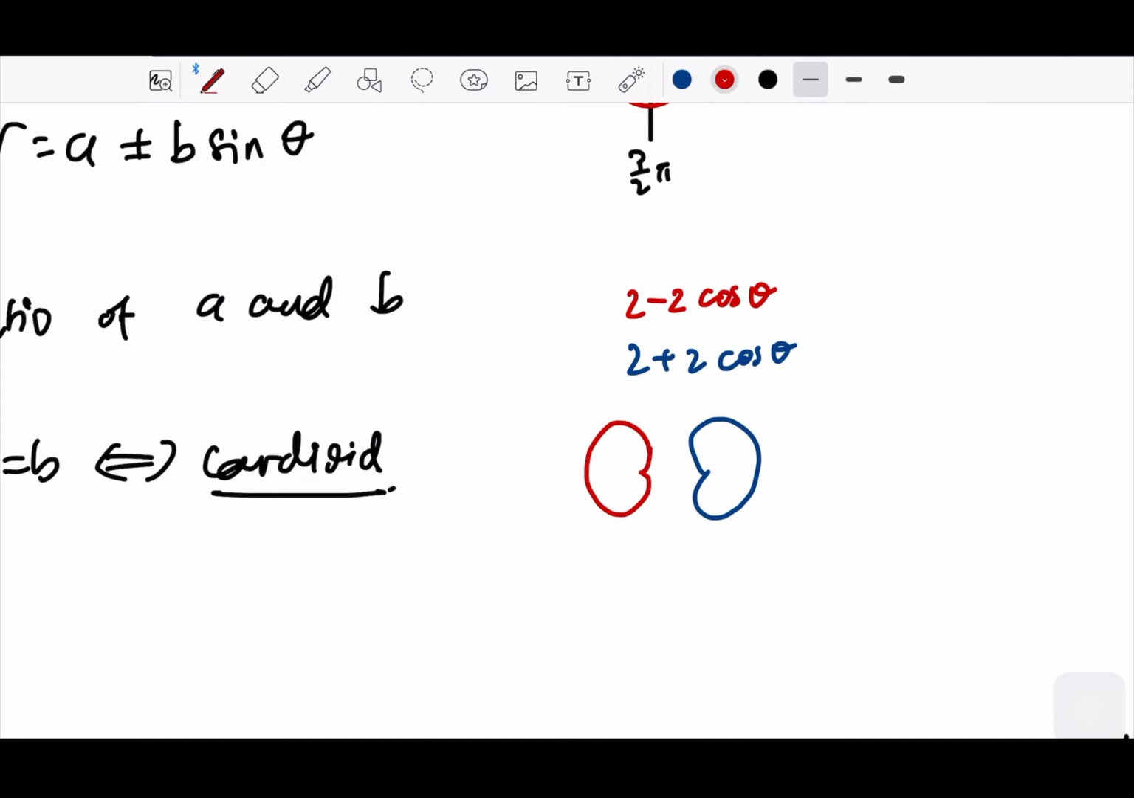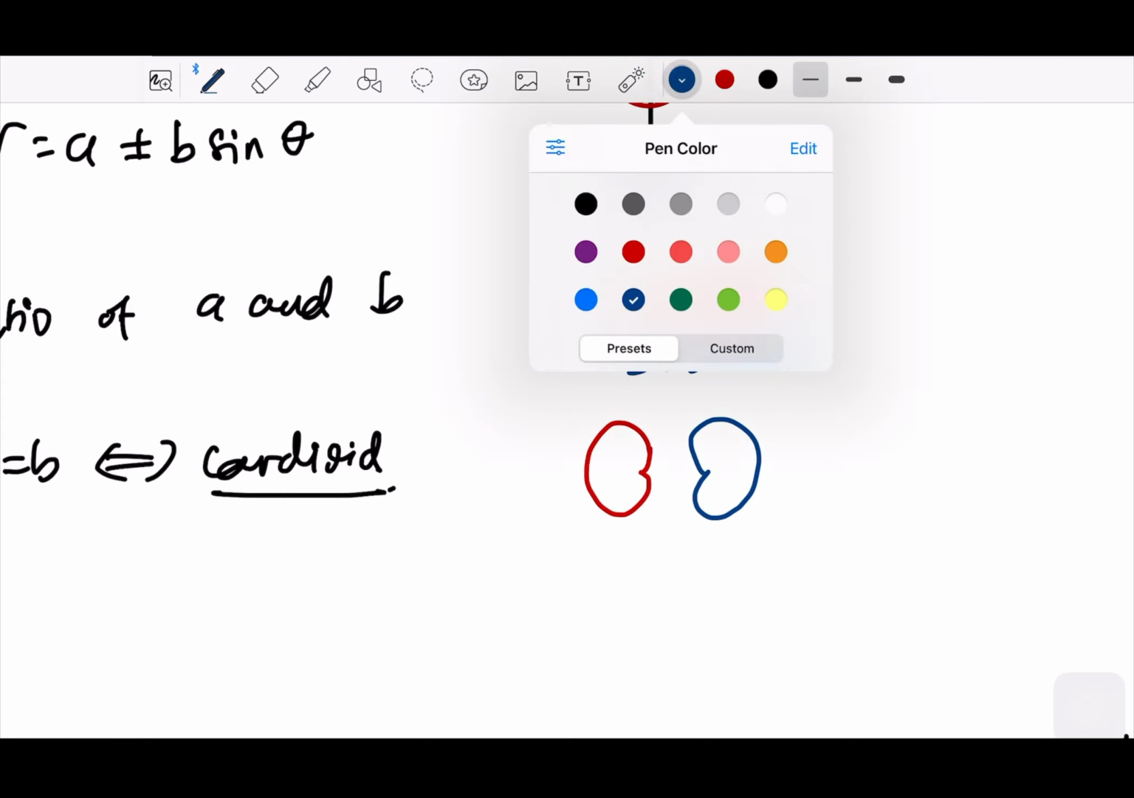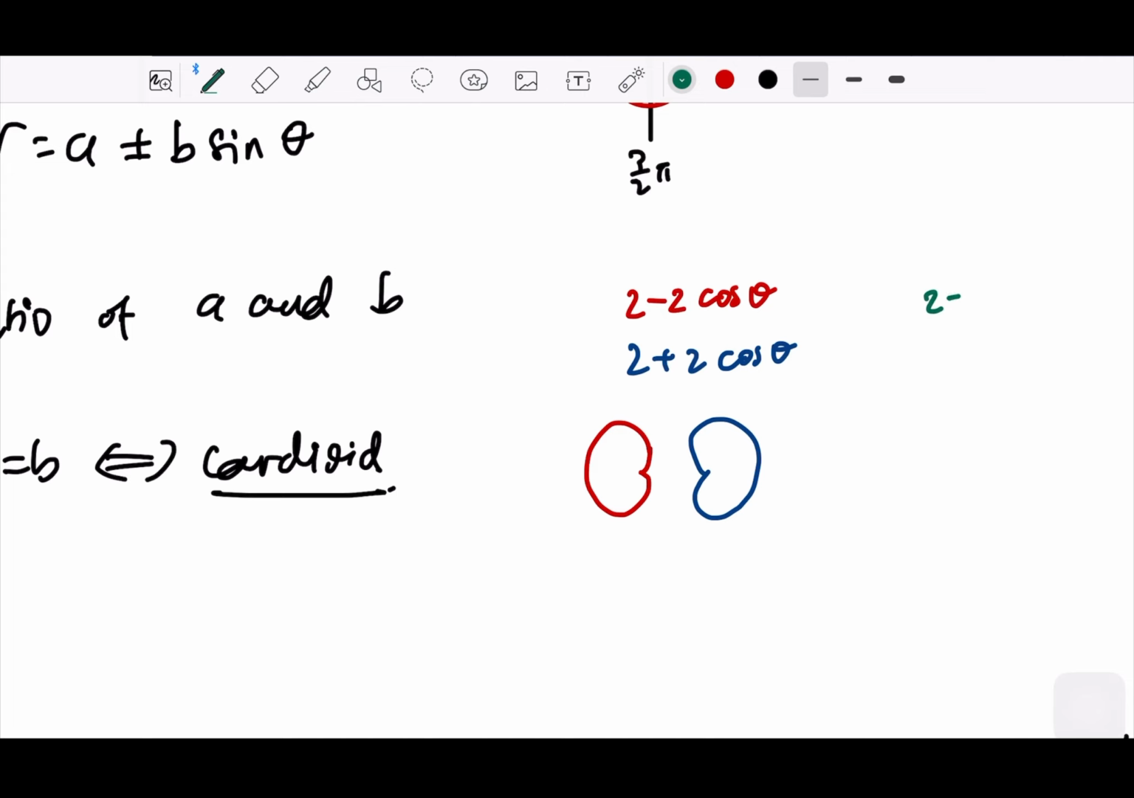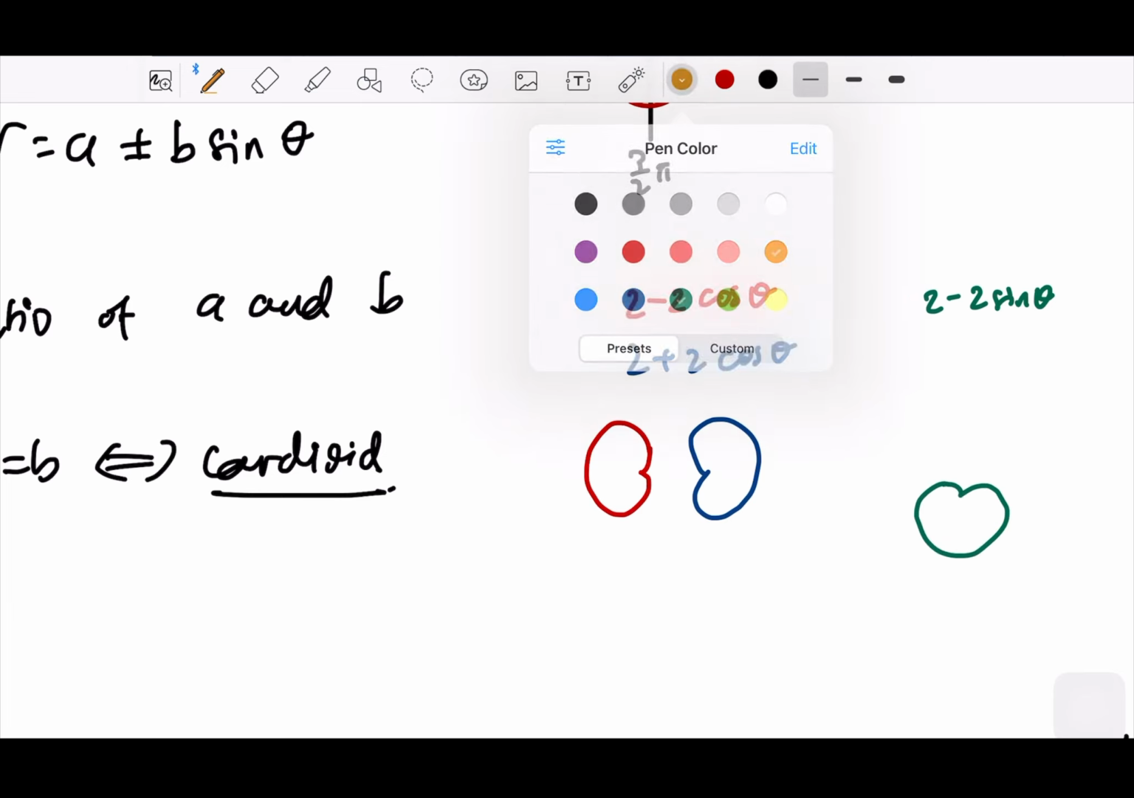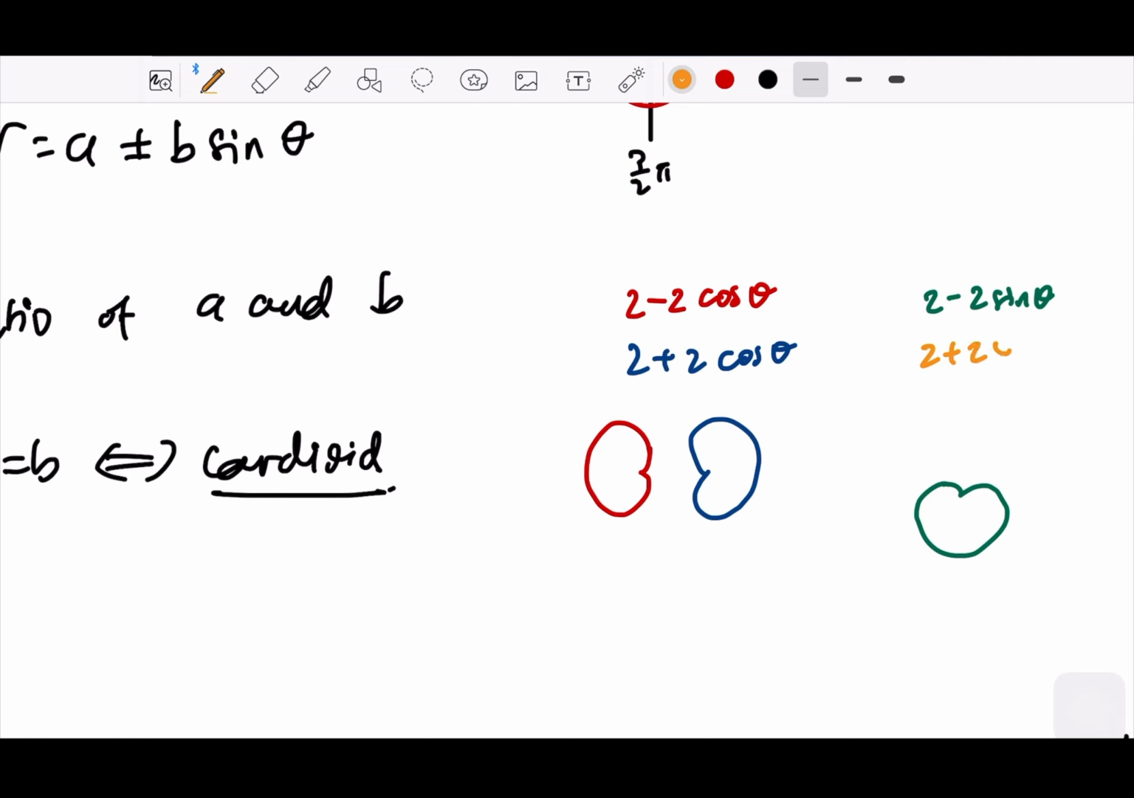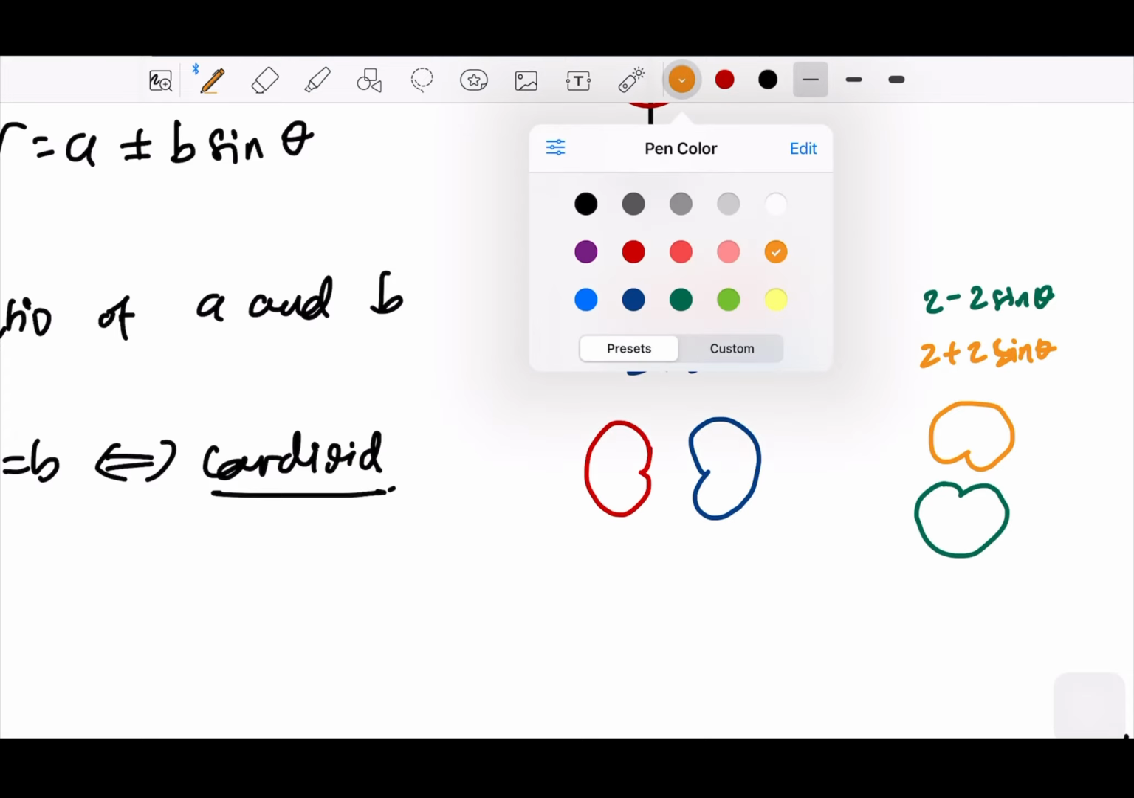What if we have the sine? Let's say we have this negative sign like that. Negative is the bottom side, like this. And if we have a positive, this will be positive. So that's the same thing.